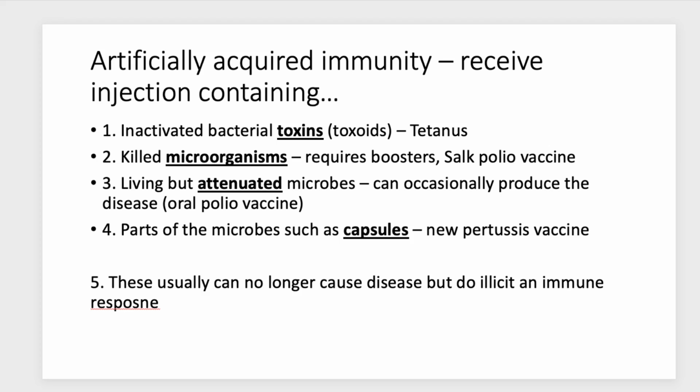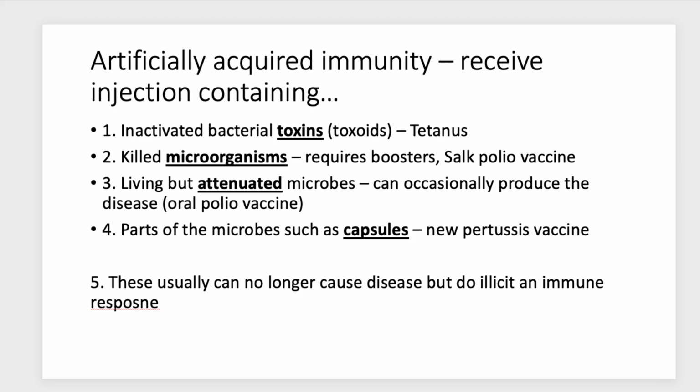So for artificially acquired immunity, we get this injection. The inactivated bacterial toxins or toxoids can be given, such as tetanus, for example. You can get killed microorganisms. So they're already destroyed, but your body starts to develop antibodies specific to these parts of that specific microorganism. So if you're ever actually infected by it, your body's already trained to fight it off.